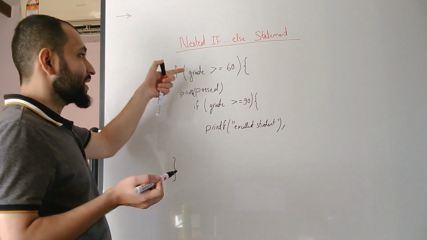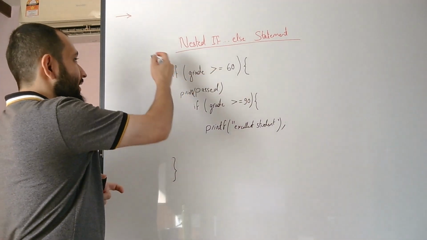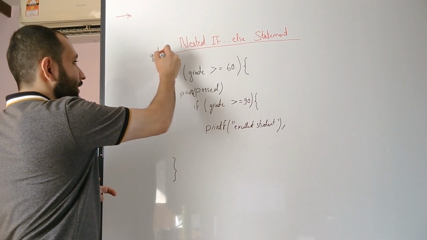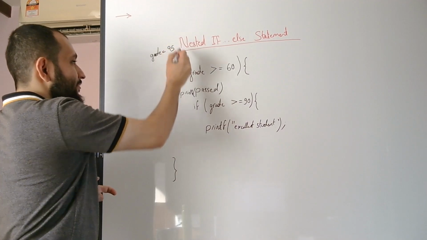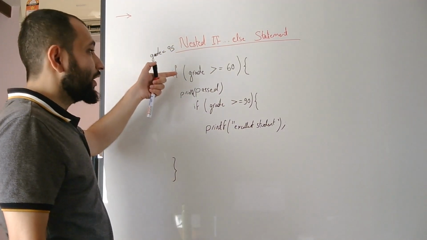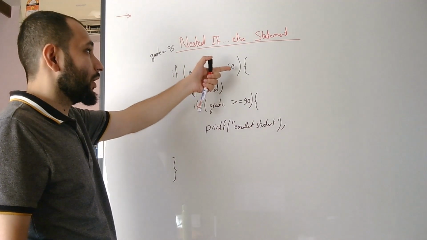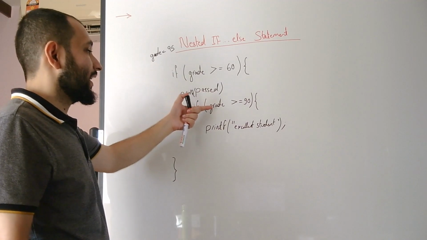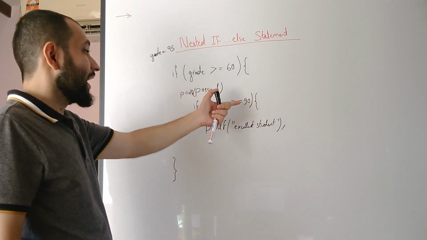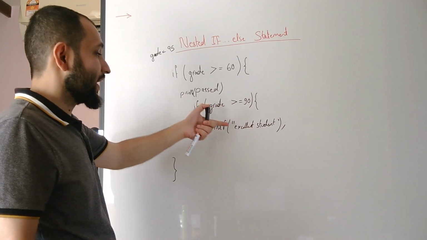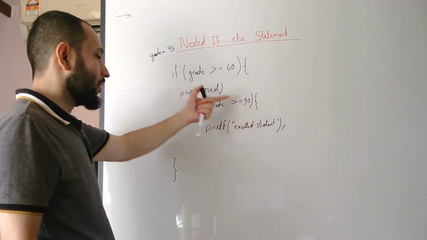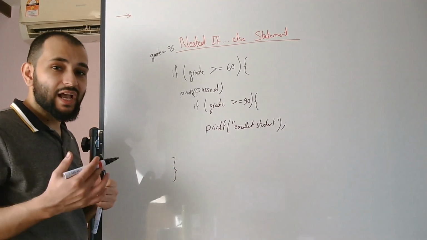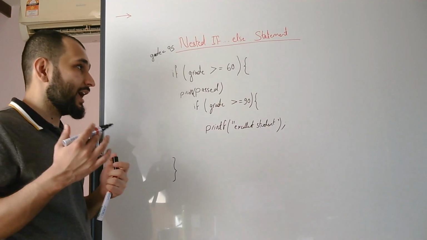So when the program comes here, let's say maybe the grade is equal to 95. It checks that the grade is greater than or equal to 60. That is true, so it will say passed. And once again, it will check if the grade is greater than 90, then it will also say excellent student. Otherwise, if it's not, then the if statement will simply come to an end. So this is how we can create nested if-else statements.